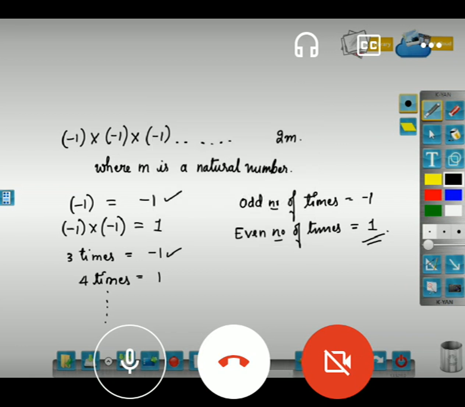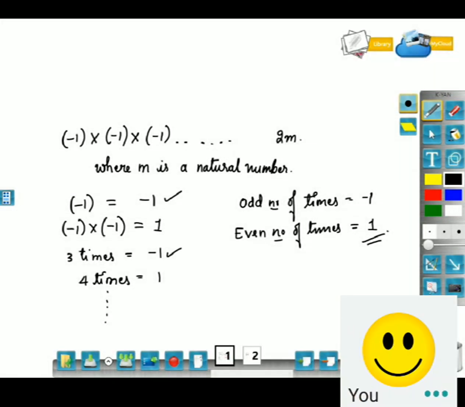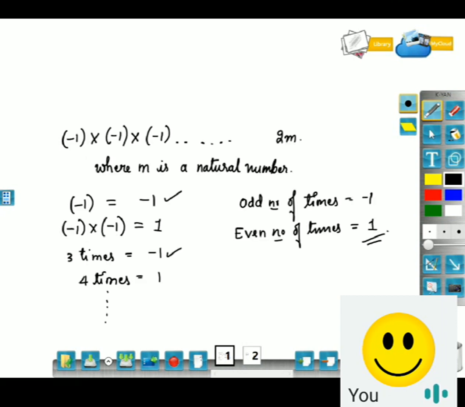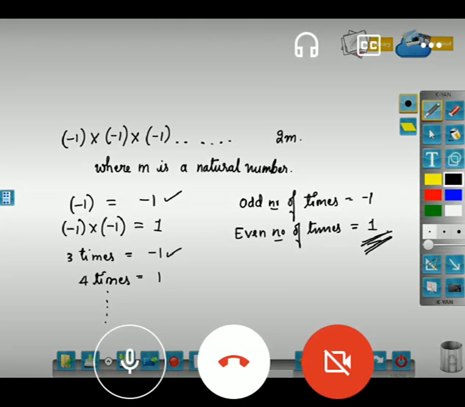Okay, so this was our answer for the question which I gave in the assignment section. When you are multiplying minus 1 an even number of times, how do we know it is an even number of times? Because they have given 2m times, where m is a natural number. So from there we know we are multiplying this minus 1 an even number of times, and when you multiply minus 1 an even number of times, you get plus 1 as the answer. Thank you.